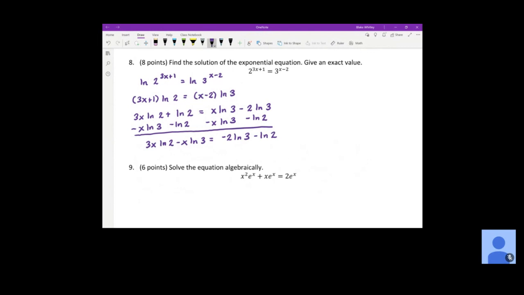Now the reason for doing that is so that now I can factor out the x. Since I have an x in common on the left, I'm going to factor that out. That's going to leave me with 3 natural log 2 minus natural log 3. And then I still have my -2 natural log 3 minus natural log 2 on the right. Any questions about that step?